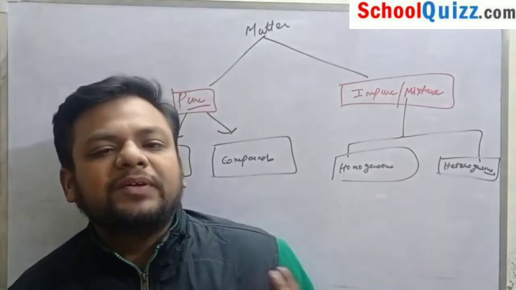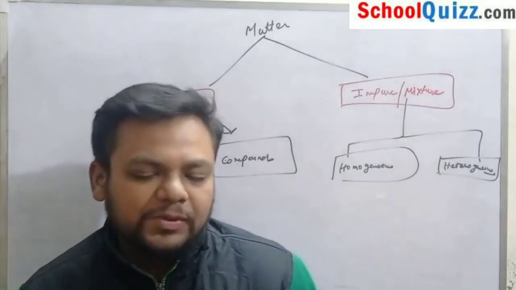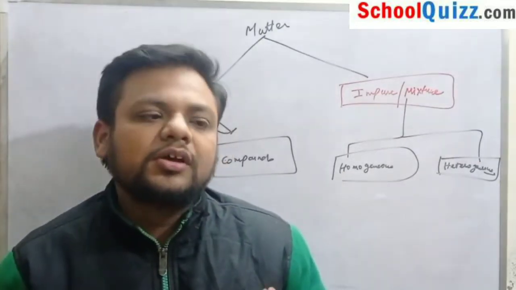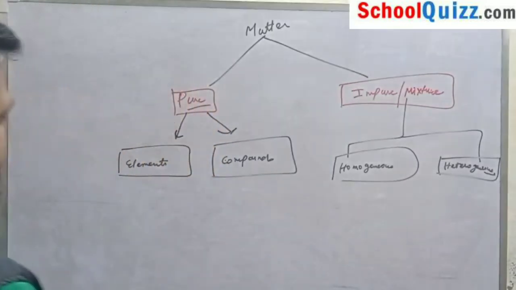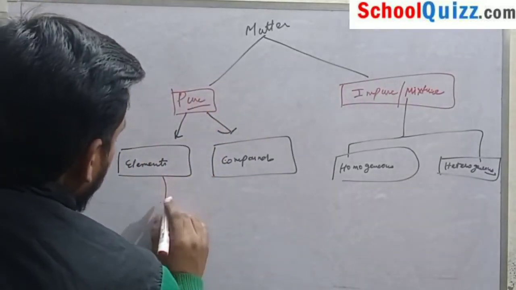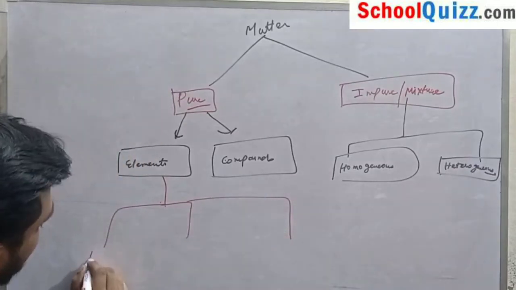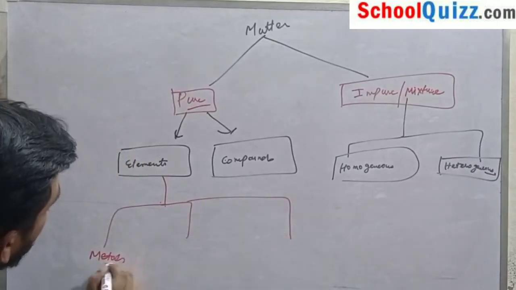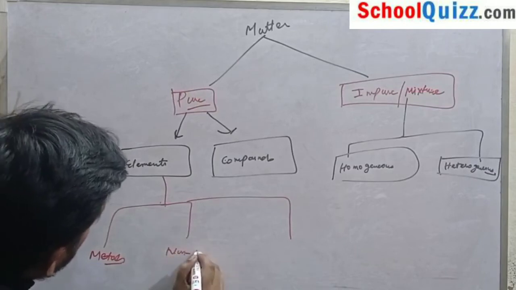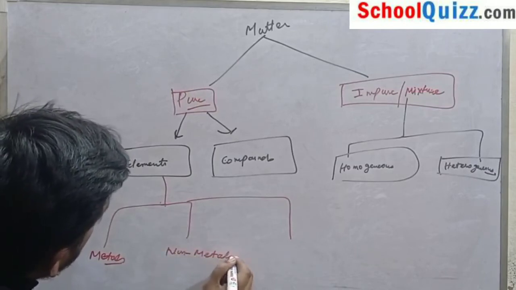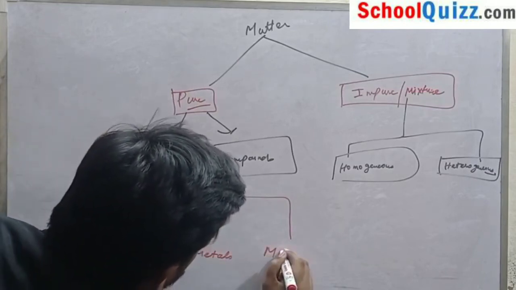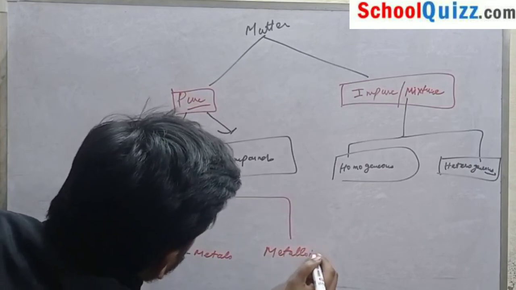And further elements can be classified as metals, non-metals and metalloids.